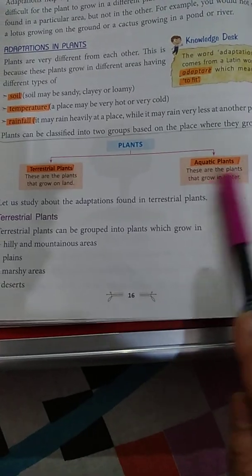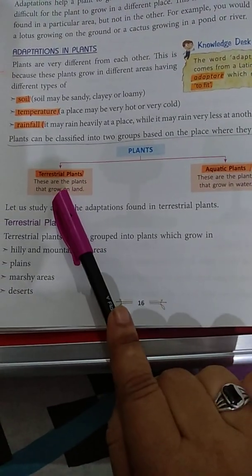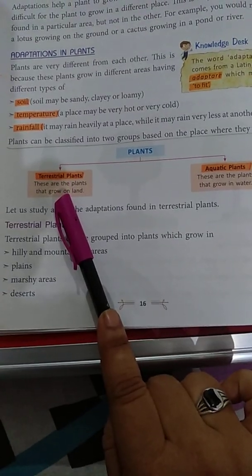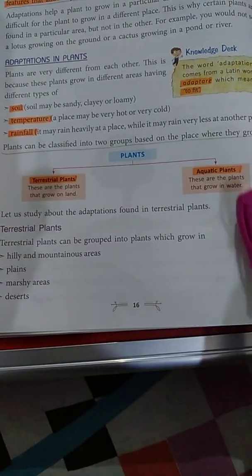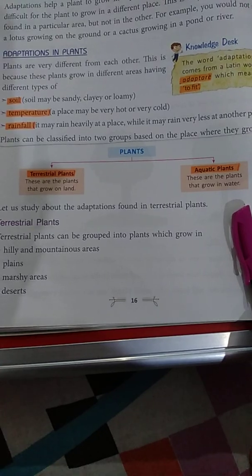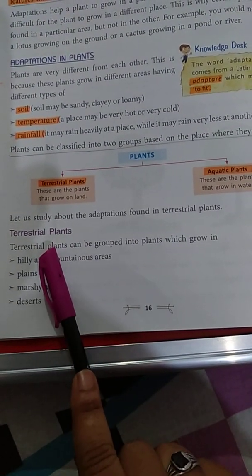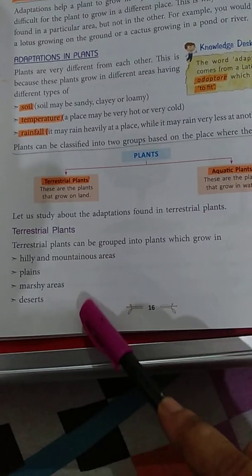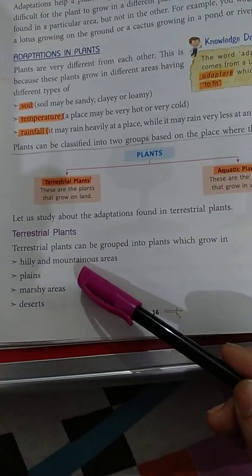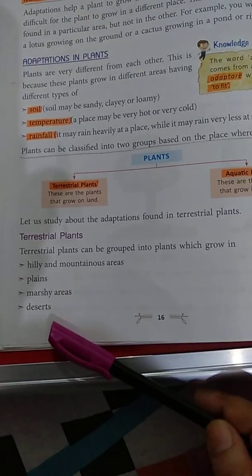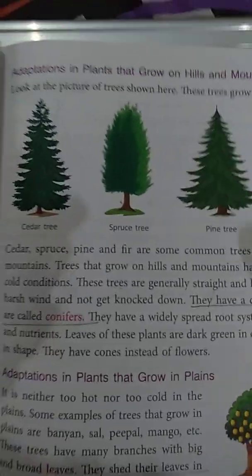Let's continue our reading of chapter number 2, the types of plants on the basis of the place they grow. Plants are of two types, terrestrial plants and aquatic plants. Plants that grow on land are called terrestrial, and the plants that grow in water are called aquatic. Terrestrial plants are again grouped into the following categories: hilly and mountain areas, plains, marshy areas, and desert areas. Now, let's start their explanation.